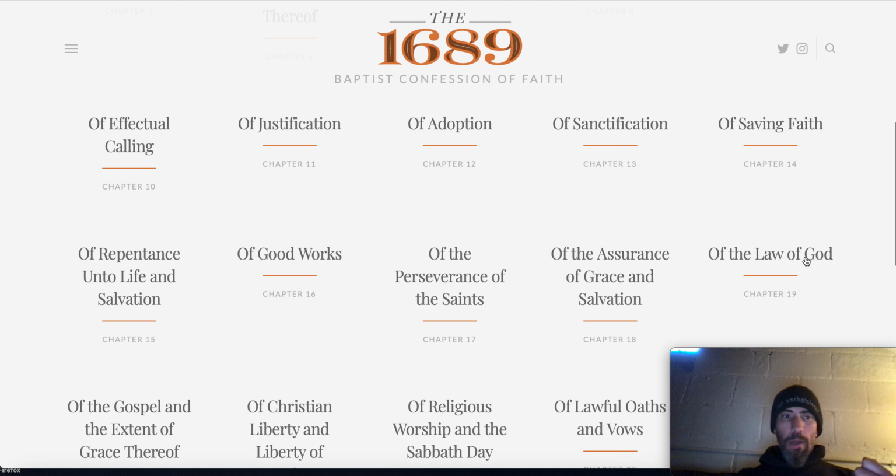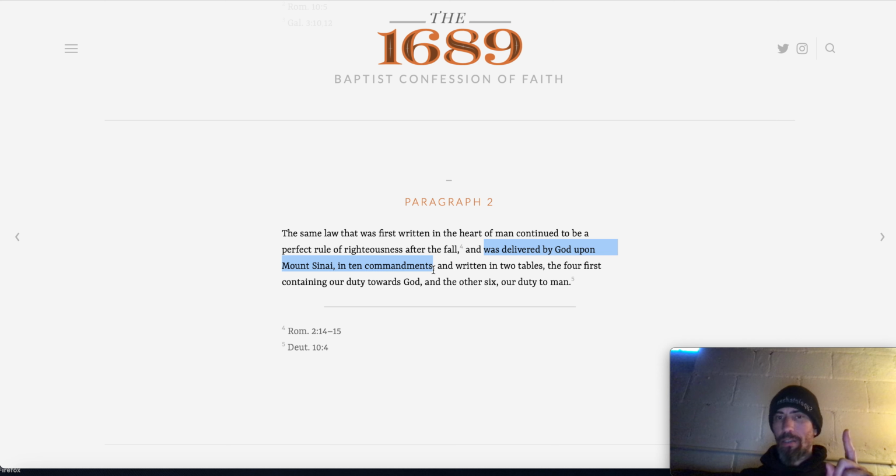Let's see. The same law that was first written in the heart of man continued to be a perfect rule of righteousness even after the fall, and was delivered by God upon Mount Sinai in the 10 Commandments, written in 2 tables. The same law was written in the heart of Adam and Eve, right? That same law, the Decalogue, the confession is saying here, rightly so, I agree with the confession here, was delivered by God upon Mount Sinai in the 10 Commandments. In other words, the 10 Commandments preceded the actual writing of the 10 Commandments in the time of Moses. They go all the way back to Adam and Eve.